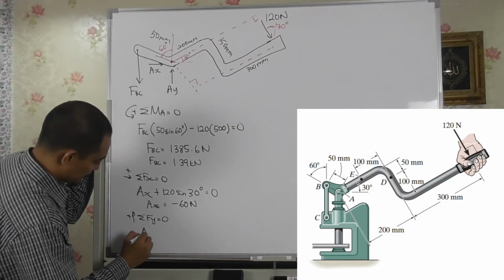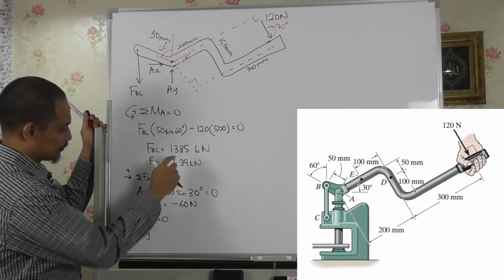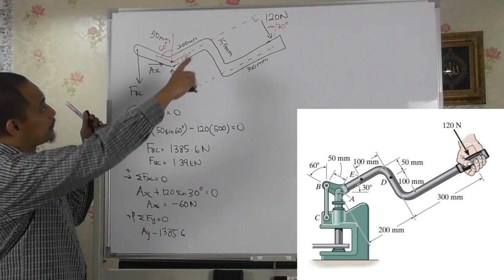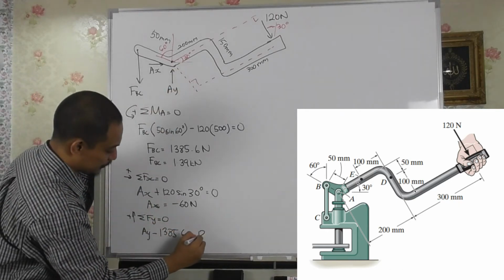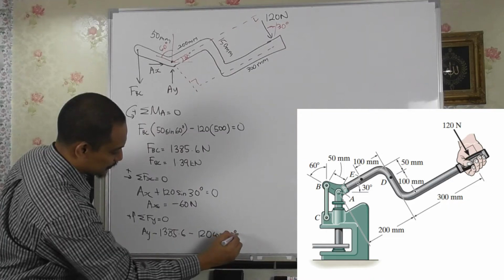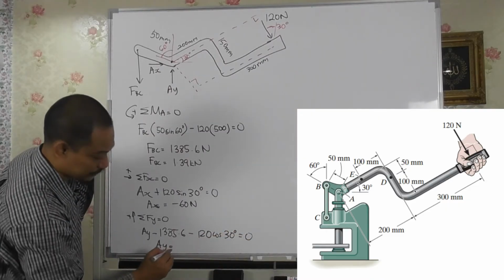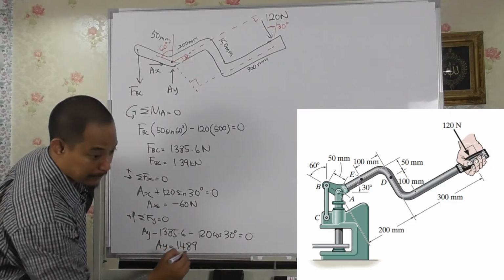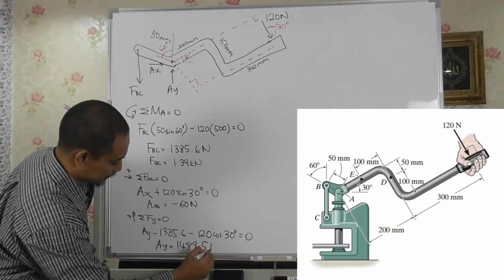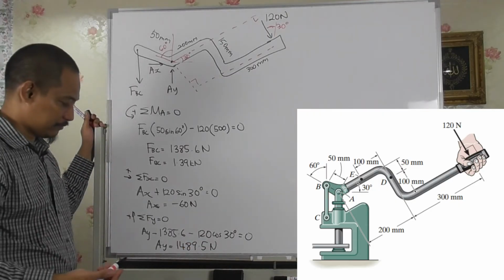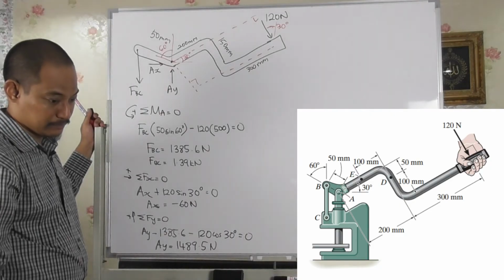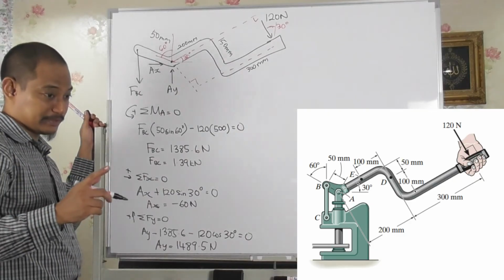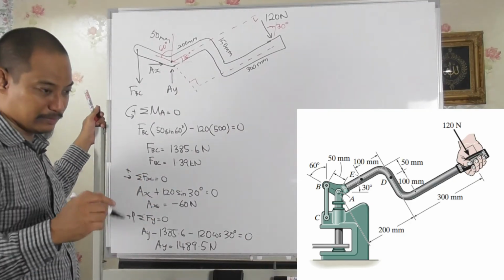So if you take Ay, then FBC already this one, so minus 1385.6 Newton, then minus 120 cos 30 degrees equal to 0. So Ay, if you calculate this one, you will get 1489.5 Newton, or 1.49 kilonewton, right? But anyway, because of the question asked, I should have stated this earlier, or taken note of this earlier.